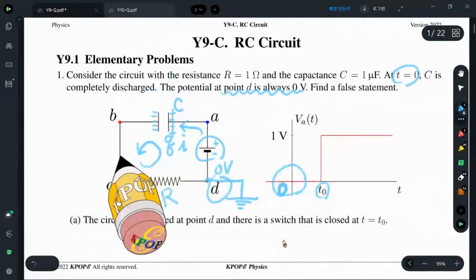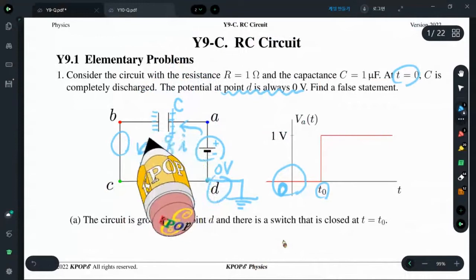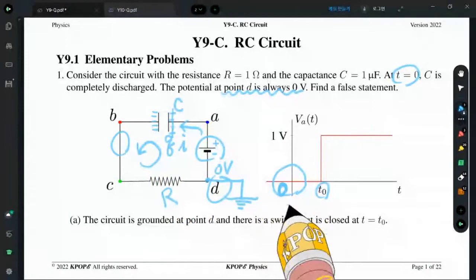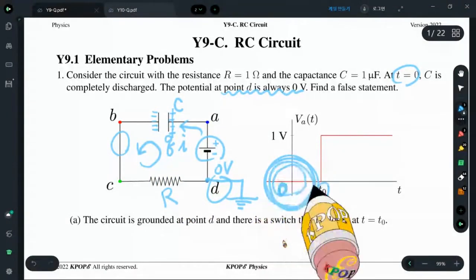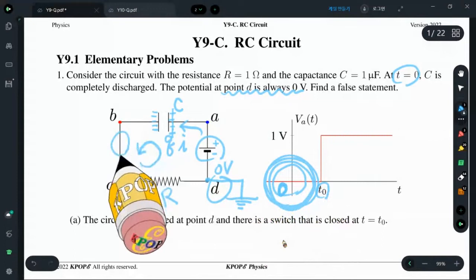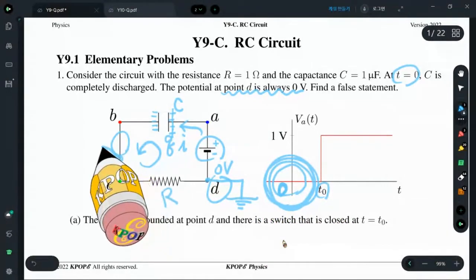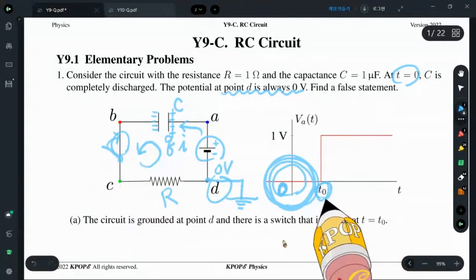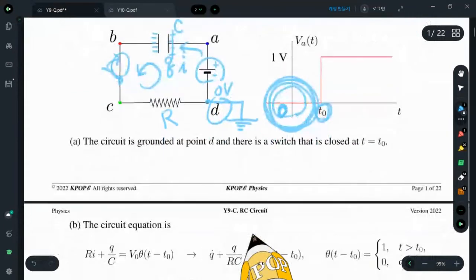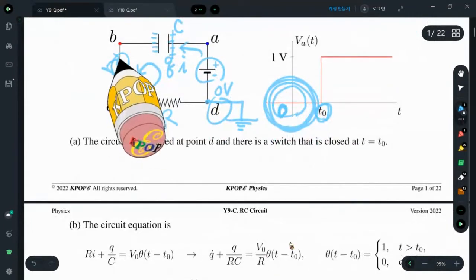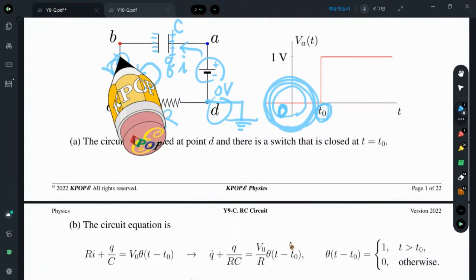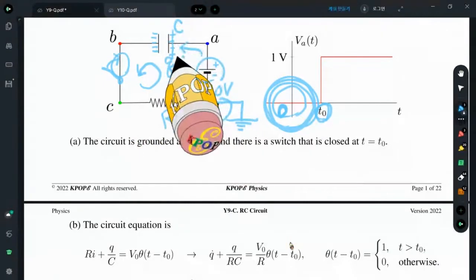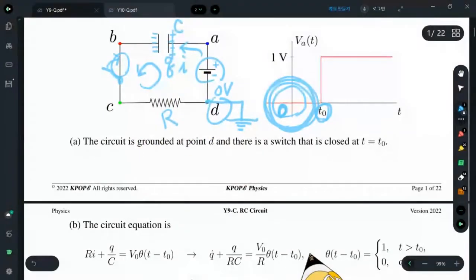If there is no switch at all, it is impossible to have Q equals 0 forever. So in here, for t less than t0, the circuit must have been open. It was not closed. And somebody closed the switch at t equals t0. That's the situation. And right after turning on this circuit, current flows and the capacitor is being charged.